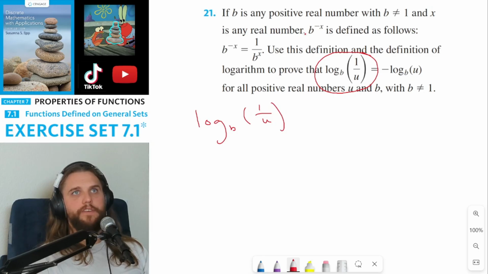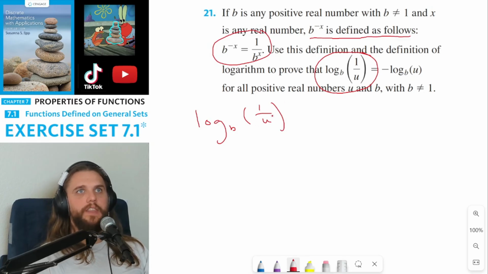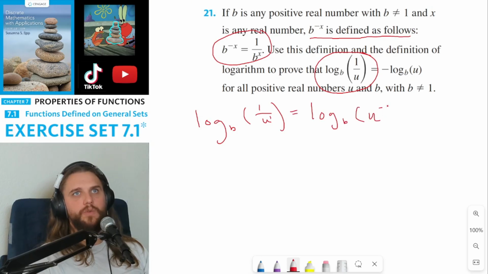Now, based on this definition, b to the negative x is defined as follows. B to the negative x is 1 over b to the x. In the same way, we can write this 1 over u to the 1st power as u to the negative 1. That's using this definition here.